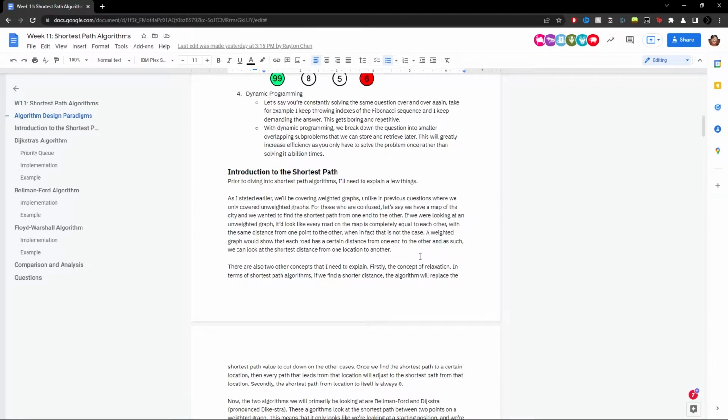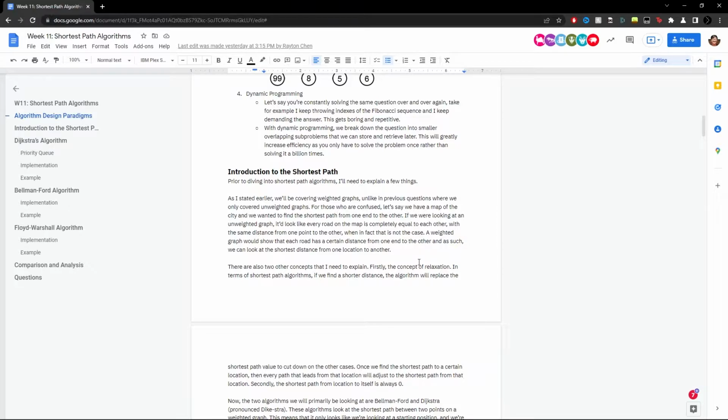All right, and now we'll actually introduce shortest path algorithms. Prior to diving into shortest path algorithms, I'll need to explain a few things. As I stated earlier, we'll be covering weighted graphs, unlike in previous questions where we were only covering unweighted graphs. For those who are confused, let's say we have a map of the city, and we want to take the shortest path from one end to the other of the city. If we were looking at an unweighted graph, it looked like every road on the map is completely equal to each other, with the same distance from one point to the other. When in fact, that is not the case.